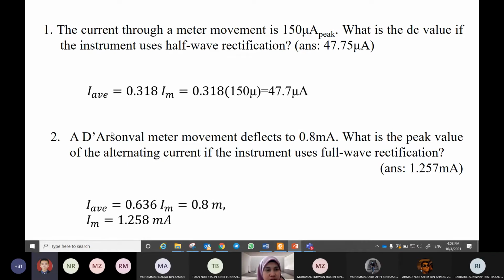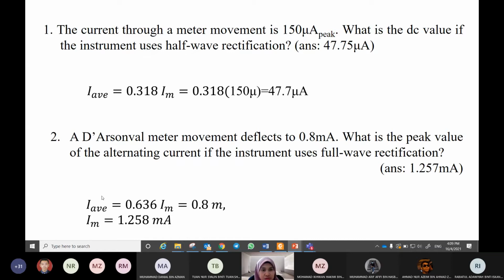No question. Number 2. Okay, the ammeter movement deflects to 0.8 milliamps. What is the peak value of the alternating current if the instrument uses full wave rectification? So the question is to find peak value. Okay, so we know that average value is equal to this, since this is full wave rectification, so average value is equal to 0.636 of peak value.